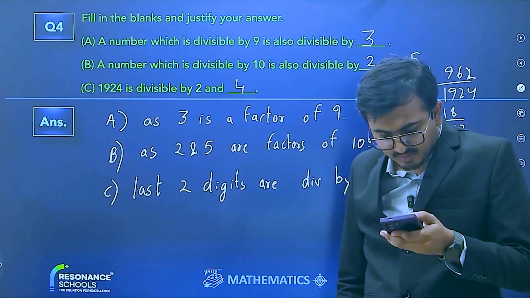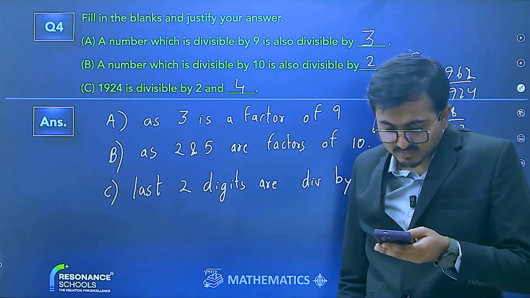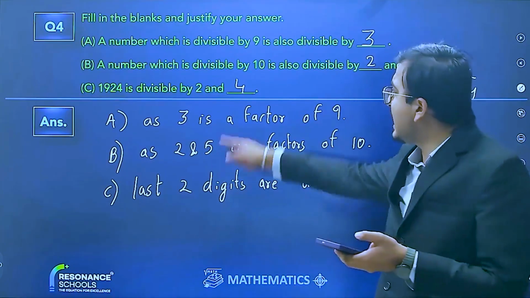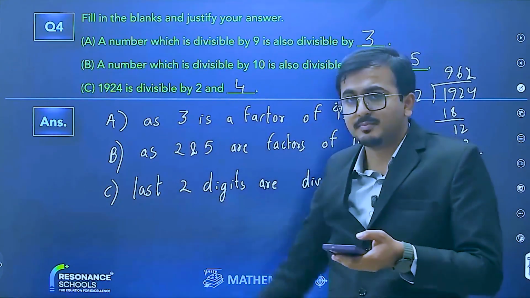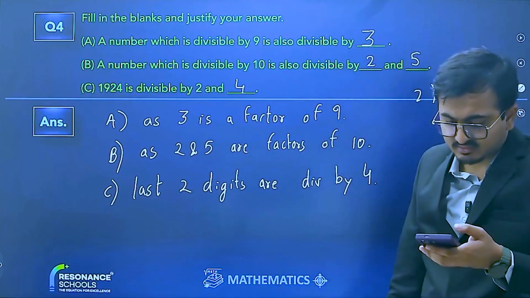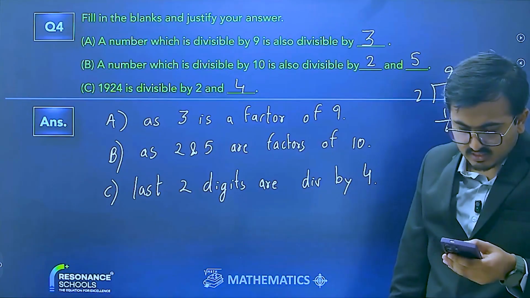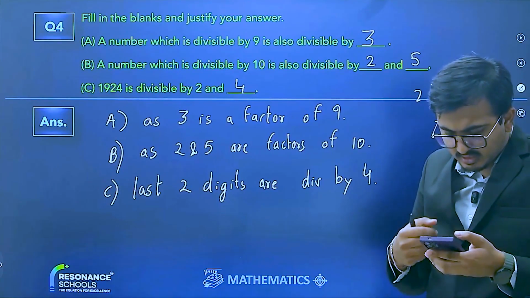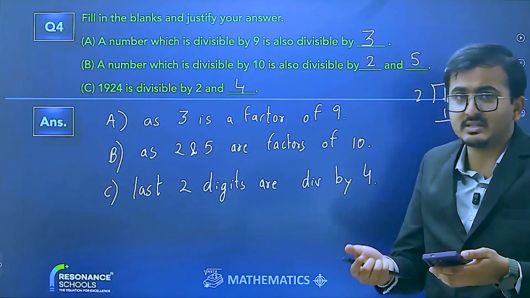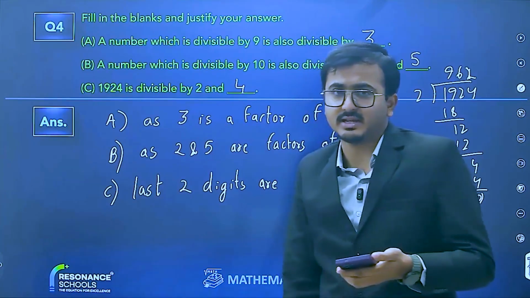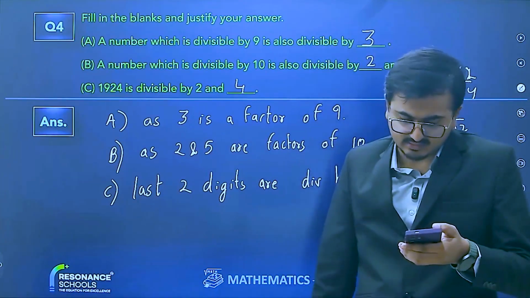Done? Clear? Any doubts here? Please let me know. There can be multiple answers. This blank can be filled by multiple numbers, because 1924 will have multiple factors. Correct? Yes or no? 6 is also the answer. Let me check. 9 plus, yes, 6 is also the answer. Correct. 3 is also the answer.